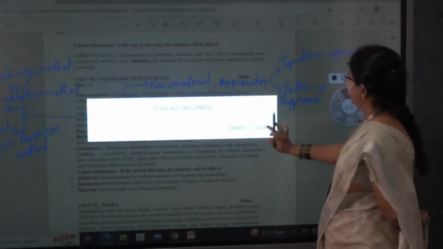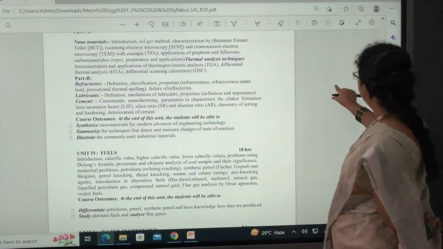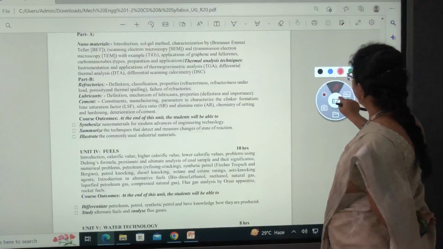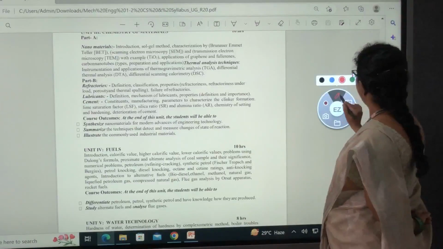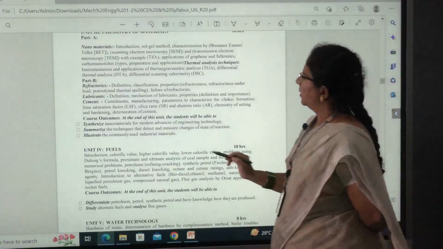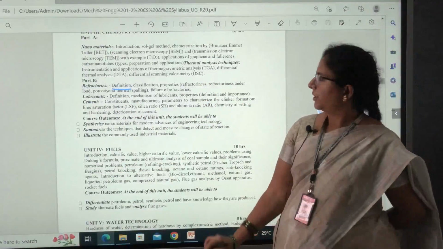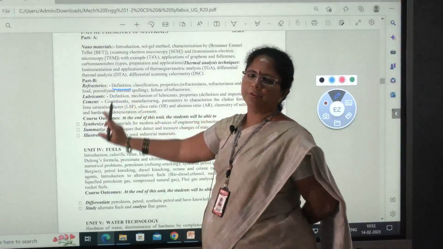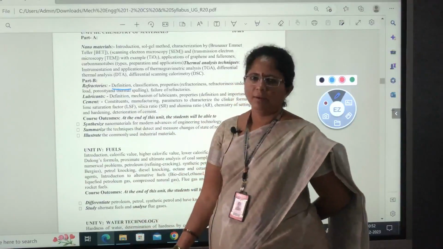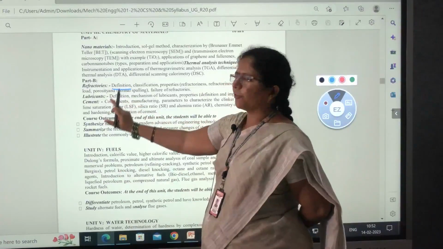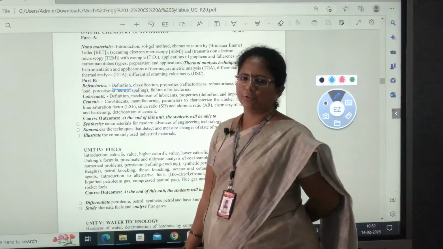And coming to the part B. Part B of this unit consists of three topics: refractories, lubricants, and cement. Coming to the refractories, first we have to discuss about the definition. That means refractories are the materials which do not fuse easily, or these are the materials which do not melt easily. Why they don't melt easily means refractories will have high fusion temperature. That we will discuss in detail in the definition of refractories.